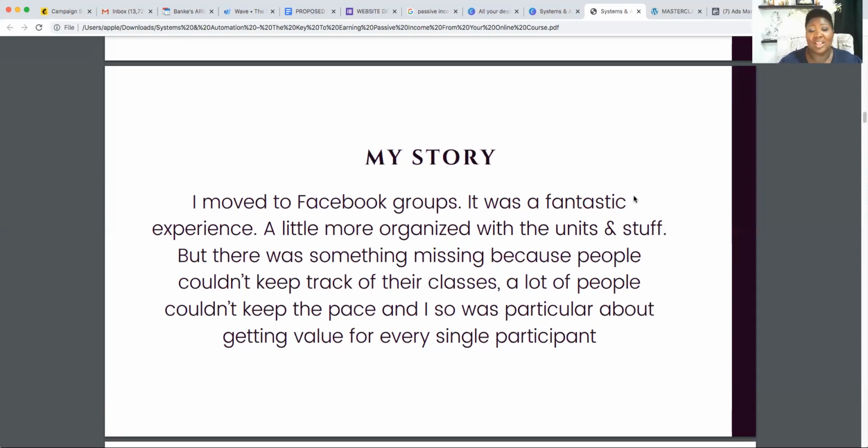What I did was that I was able to use the units that Facebook groups gives people. It was a little more organized and all that, but there was something missing because a lot of people couldn't keep track of their classes. They couldn't keep up. They couldn't keep the pace, and they were delaying others. I was dedicated to ensuring that every single person got value for participating in this particular course. However, I couldn't hold everybody by the hand. I knew that Facebook group was marginally better than WhatsApp or Telegram, but then it wasn't the ultimate.